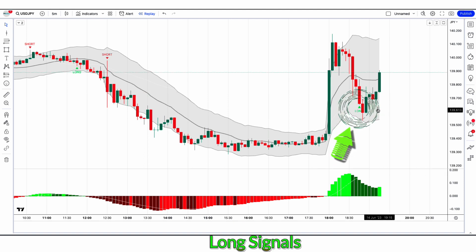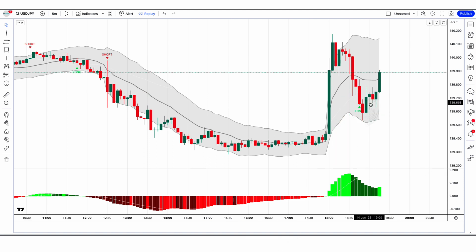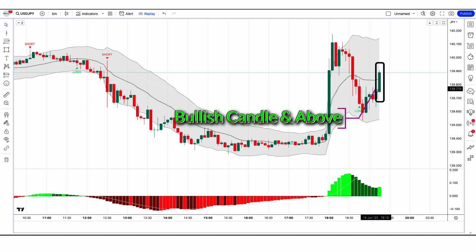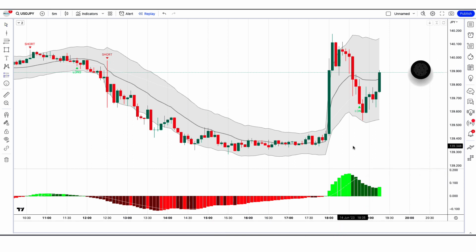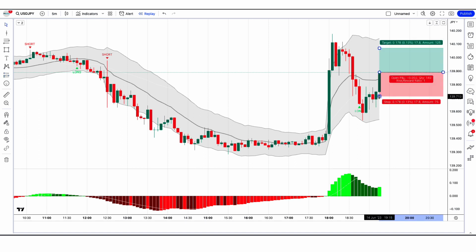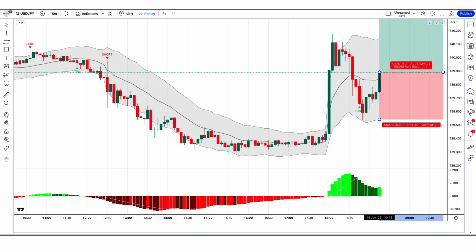The MA pullback indicator has given us long signals. The market has made a bullish candle to give confirmation and above the middle line. The MACD RSI indicator of histogram is bullish histogram. All these conditions are met. We will place a buy order. Our stop loss will be placed at the VWMA Keltner bands indicator of lower bands line. And the risk to reward ratio will be 1 to 1.5.